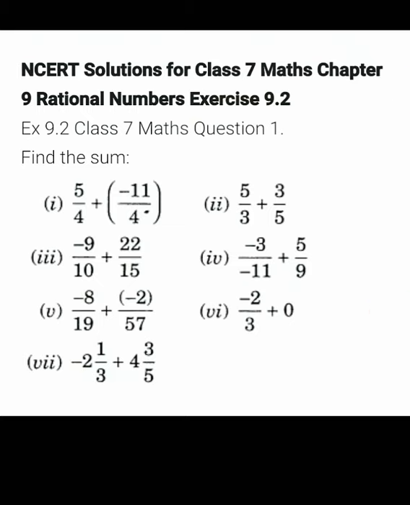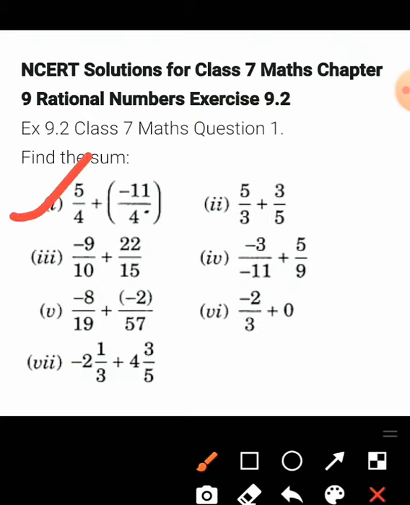Now we will see how to add or subtract rational numbers. In this exercise, we will see addition and subtraction of rational numbers. In your previous chapters, you have already studied fractions, so you know how to add or subtract fractions by taking out LCM. This is somewhat similar to that, but we need to be careful because here a negative sign is there. Only that difference is there, that somewhere a minus sign is given. Otherwise, the procedure is the same. So the first one is 5 upon 4 plus into bracket minus 11 upon 4.